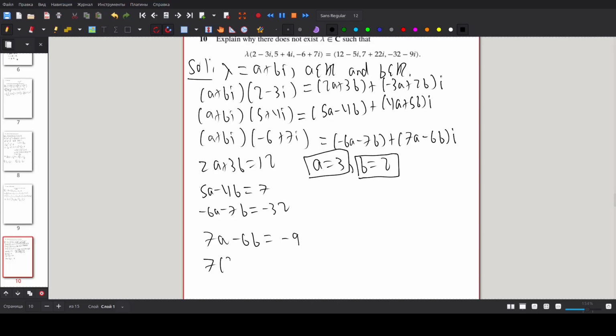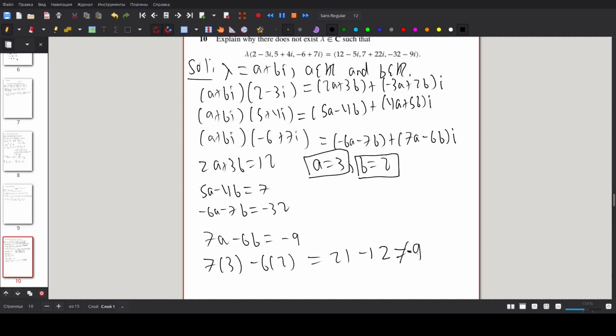So 7 times 3 minus 6 times 2. Here we go. It's 21 minus 12, which you may notice is 9. Oh, sorry, whoops. It's not going to equal negative 9. Okay, there we go. So it's not going to work. Okay, and that's a problem.